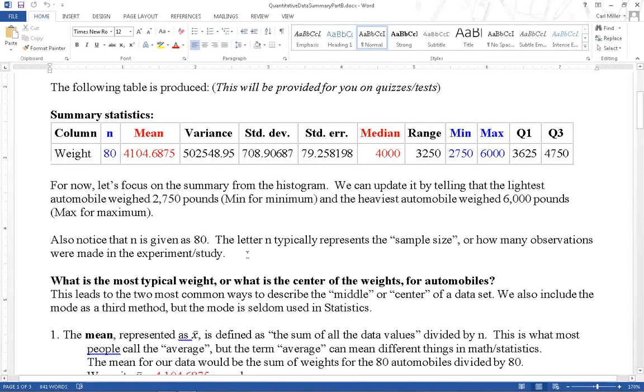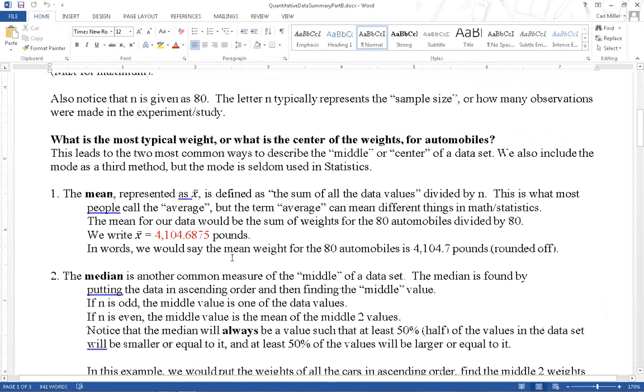Now the mean is represented as X bar, or sometimes you'll see it as a Y bar, or really some letter with a line over the top of it. Basically all this means is add up all the data values you have and then divide by the sample size, the number of data values you have. This is what a lot of people in common language would call the average, but in mathematics and statistics the term average can take on a broader meaning, or it's not as well defined. So instead of saying average, we're going to use the word mean.